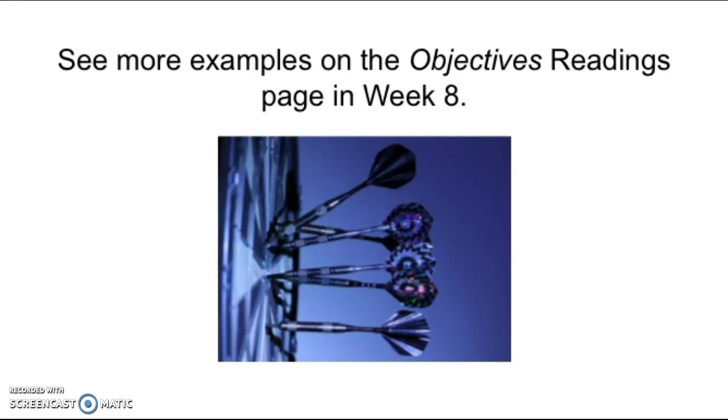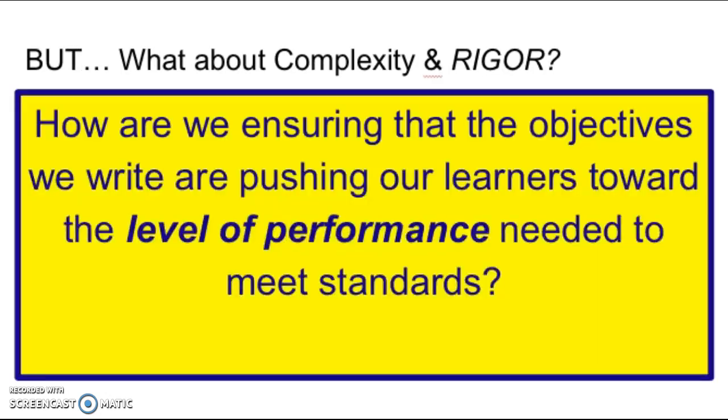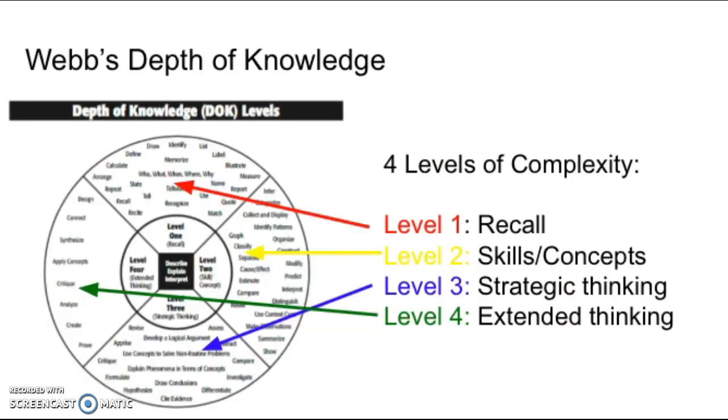Now, going one step beyond just writing objectives, we are also tasked as educators to think about complexity and rigor. In other words, how are we ensuring that the objectives we write are pushing our learners toward the level of performance truly needed to meet whatever standards we claim we are meeting? Well, to help us with this, there's something called Webb's DOK, or Webb's Depth of Knowledge. And this chart is also linked back in the course room.